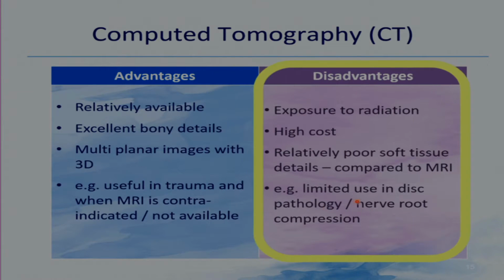So the disadvantages of CT are exposure to radiation, high cost, and relatively poor soft tissue details compared to MRI. Therefore, its use is limited in disc pathology or nerve root compression.